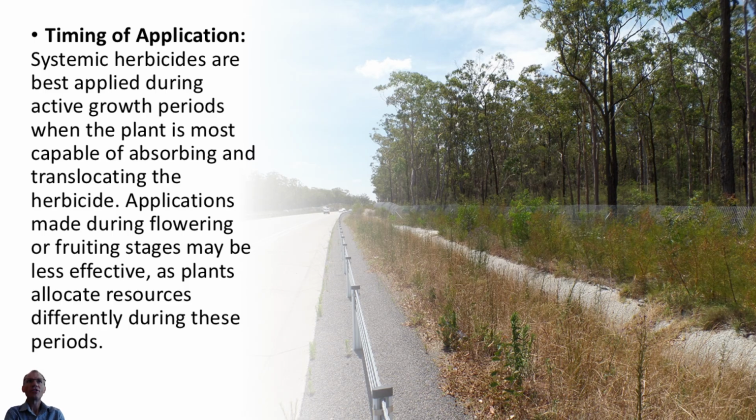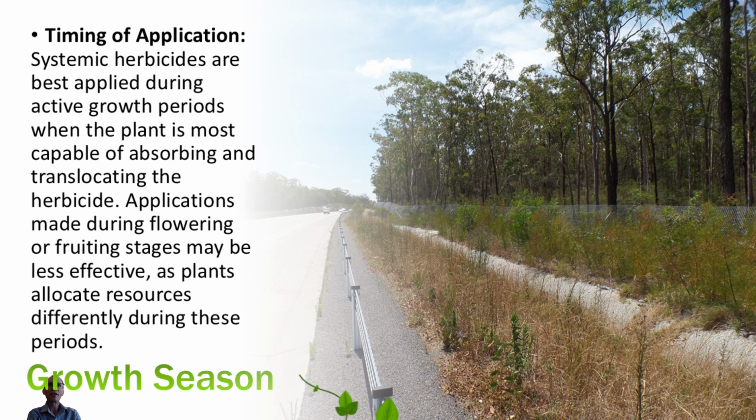Timing of application. Systemic herbicides are best applied during active growth periods when the plant is most capable of absorbing and translocating the herbicide. Applications made during flowering or fruiting stages may be less effective as plants allocate resources differently during these periods. This makes it imperative as a pesticide applicator that you understand the growth seasons for the weeds and plants in your area.